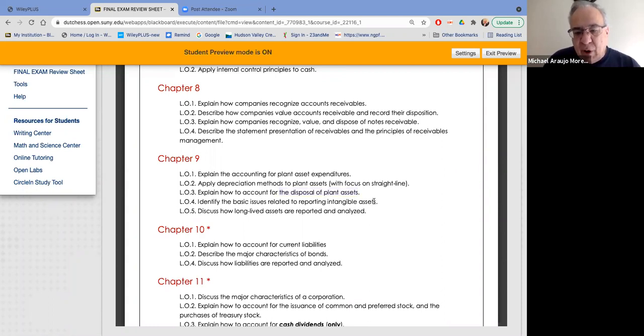But Objective 4 was a review of intangible assets, an incredibly important part of today's world. You have to know how to identify those. It's mostly a definition type of thing. What's a patent? What's a copyright? What's a trade name or a trademark? What's a franchise? Things like that, what goodwill is. So you should be able to identify and know what those are. That's really the part there.